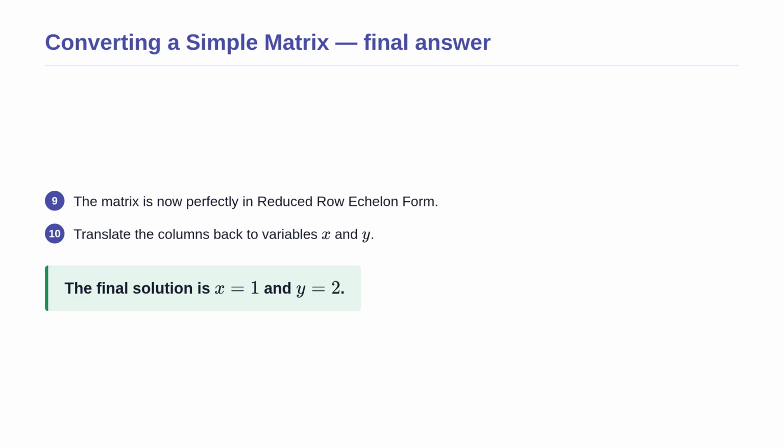The first column represents x and the second represents y. The top row now simply reads x equals 1 and the bottom row reads y equals 2. We have successfully solved the system by organizing the numbers into their simplest possible state. The physical meaning here is that the two original lines intersect exactly at the point (1, 2).